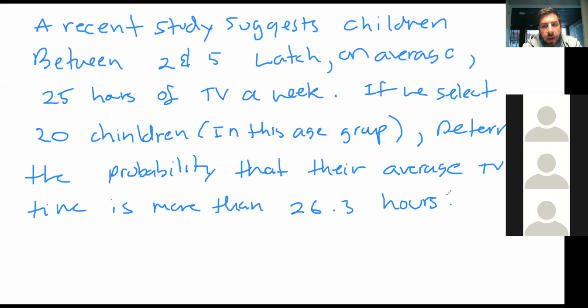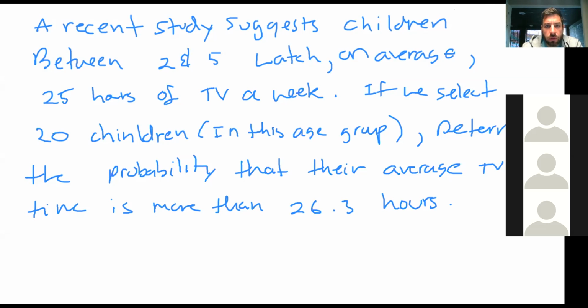So let's read this very carefully. We have some research out there. We don't know how accurate it is. Some company is telling us that they did a research study and that on average, the mean, so if you take all the children on the planet between 2 and 5, the average amount of time they watch television a week is 25 hours.